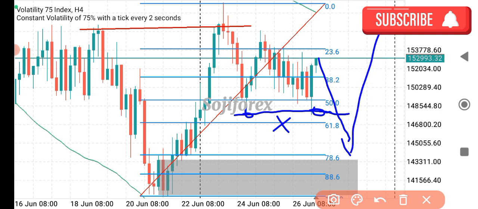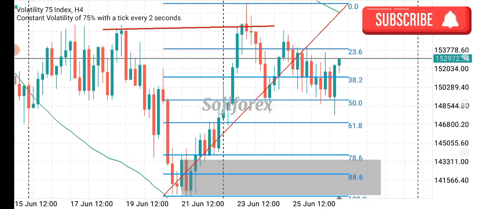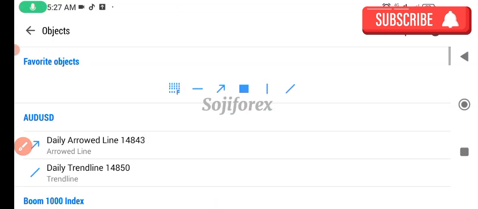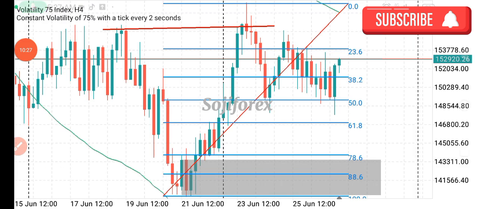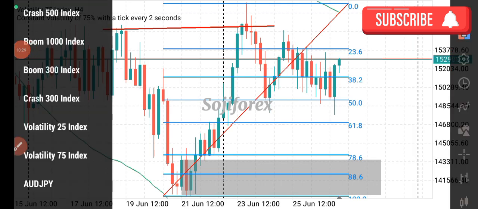But for now, structure broken, price is bullish because the structure has been compromised. So we are looking for an opportunity to buy. So that is our outlook.